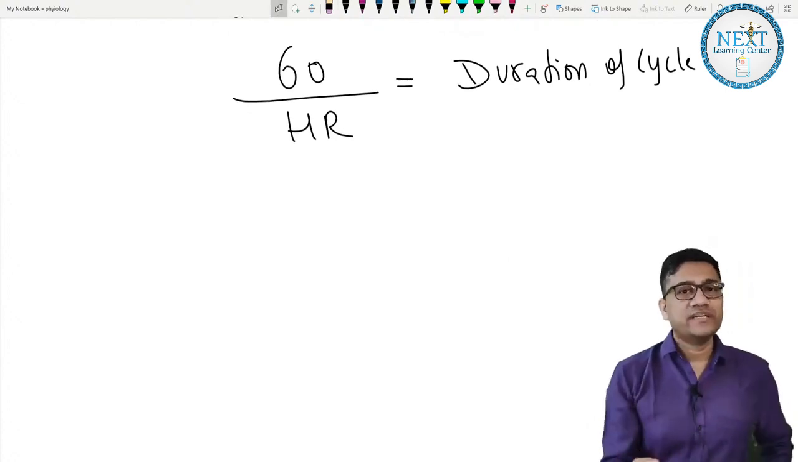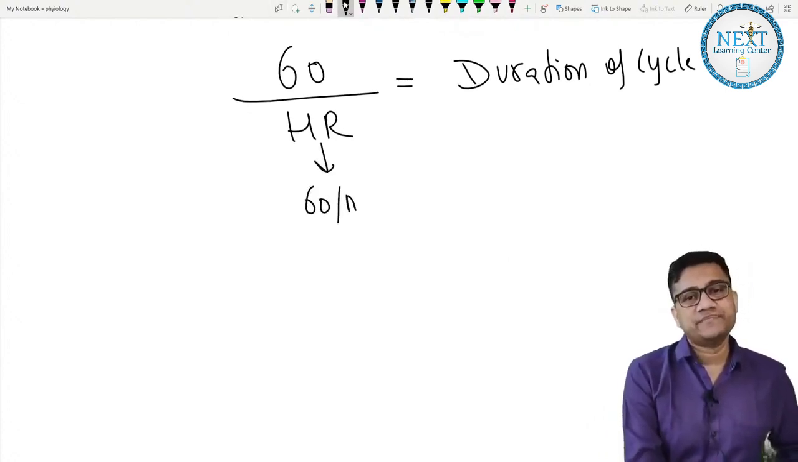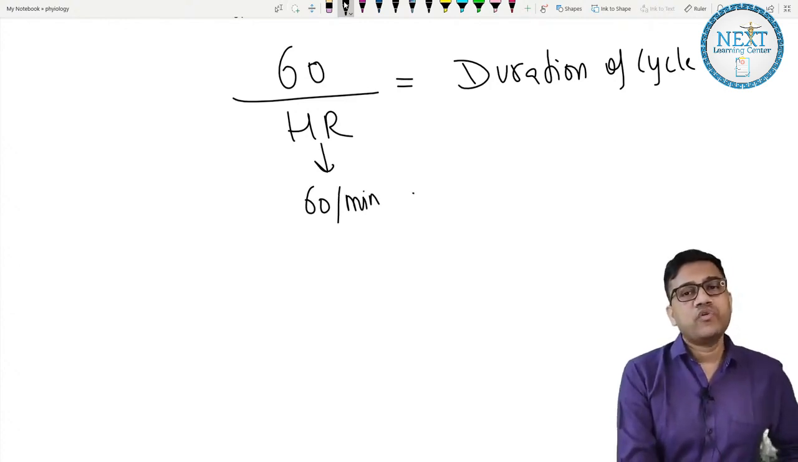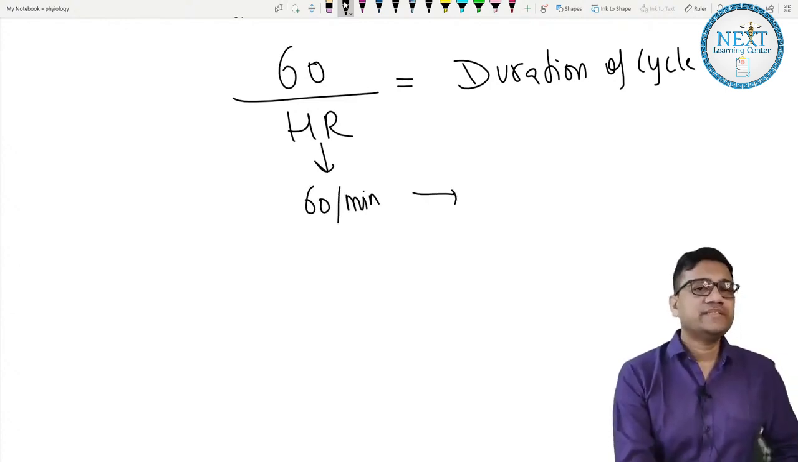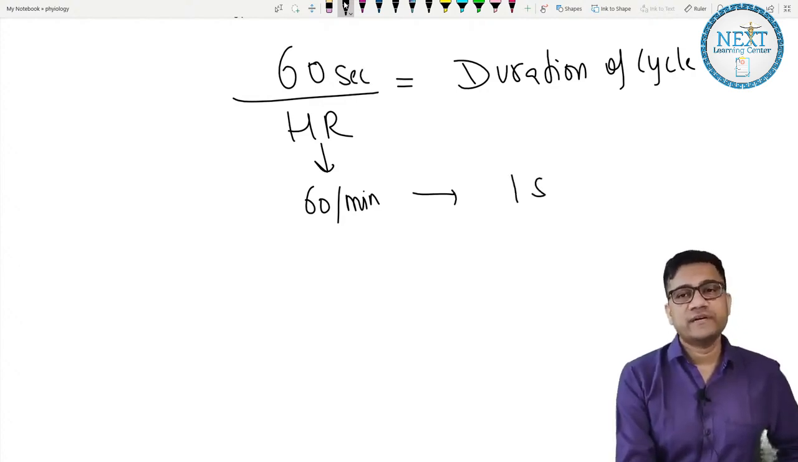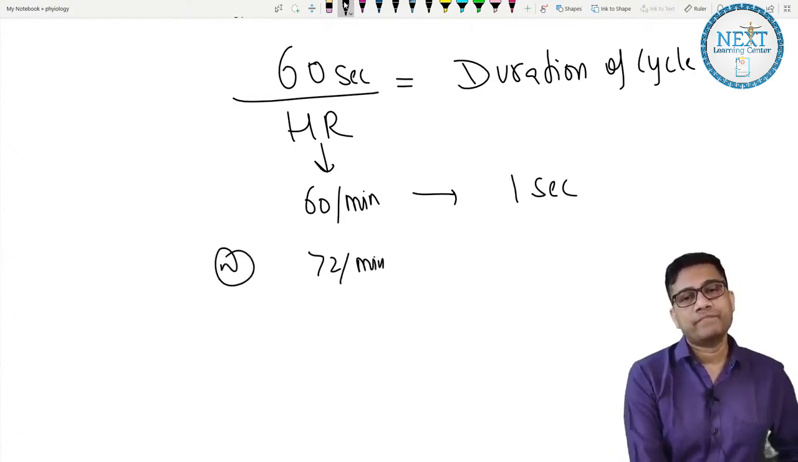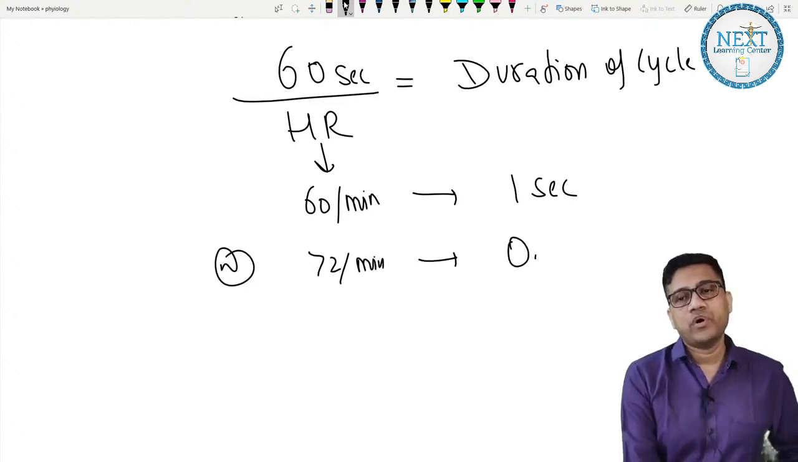Okay, so let's start the discussion. Let's say the heart rate is 60 per minute. So what becomes the duration? 60 by 60, so it is 60 seconds. So it becomes 1 second. Easy. But if the heart rate is 72 per minute, which we take as normal, it becomes 0.8 second.